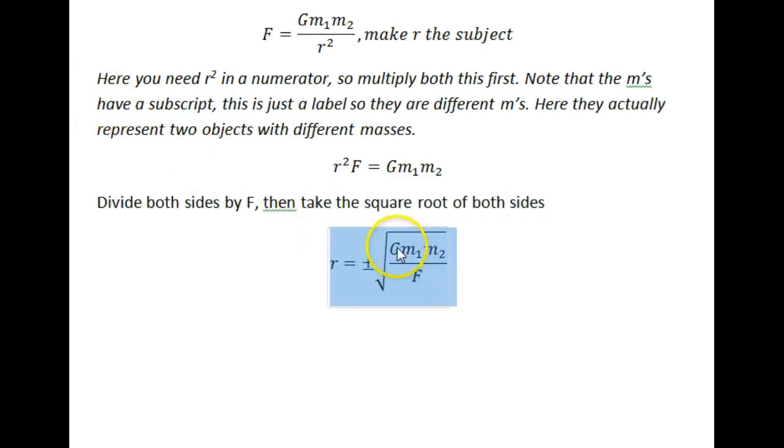So here we can see where we've divided G m1 m2 by F, and here you can see what happened when I took the square root of both sides. Once again, because I haven't been told the context of the question, whenever I take the square root, it is a positive answer and a negative answer, shown by this symbol.